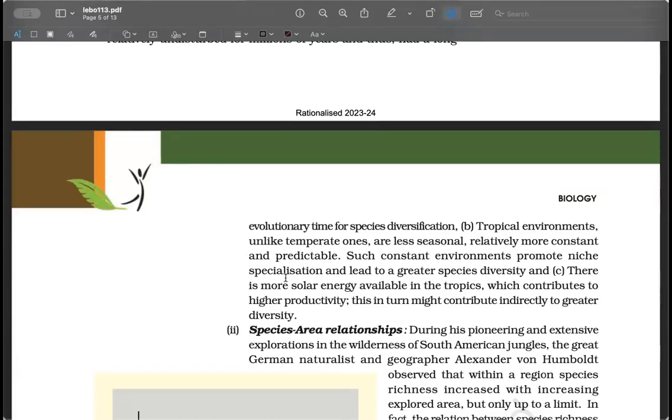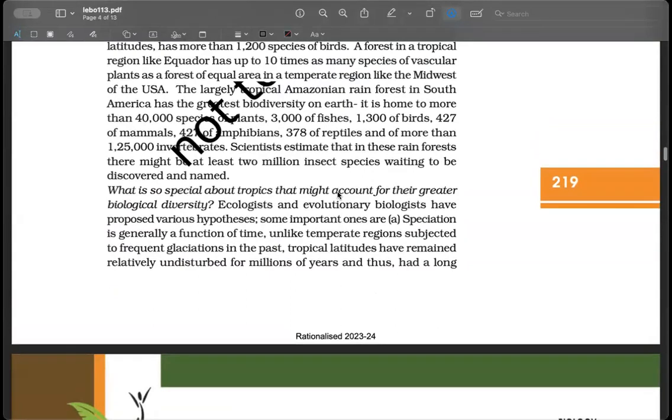Yeah. So there are two reasons. Write down this question. This question comes in entrance exams. It's there in the books also. Can you see what I have marked in blue? I'm not sure if you can. Yeah, it's highlighted in yellow. What is special about the tropics that might account for their greater biological diversity?